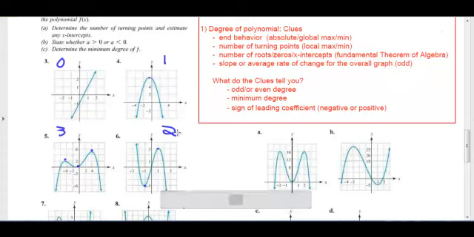So this is where you can get another clue. So we knew this was odd, right? So that means it's going to be either a first degree, a third degree, or a fifth degree polynomial.